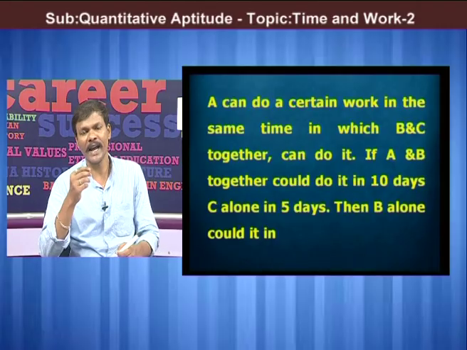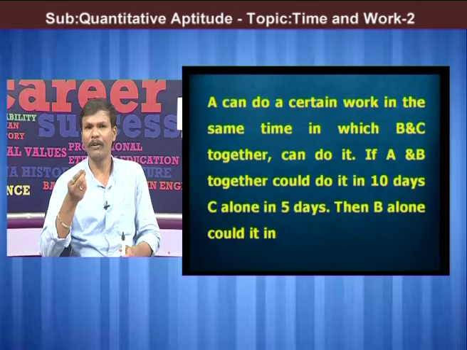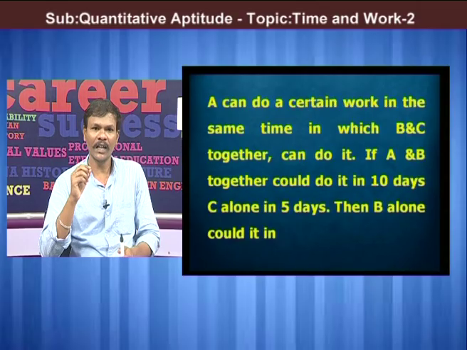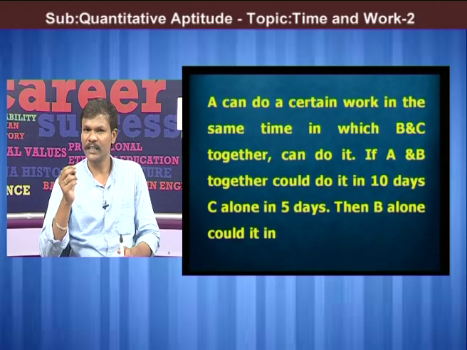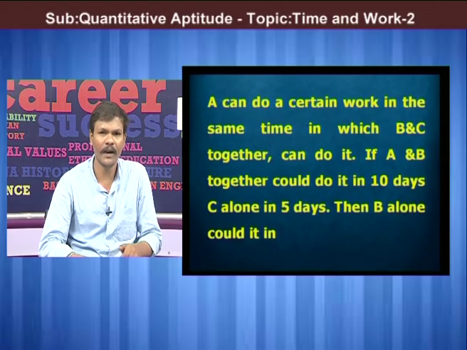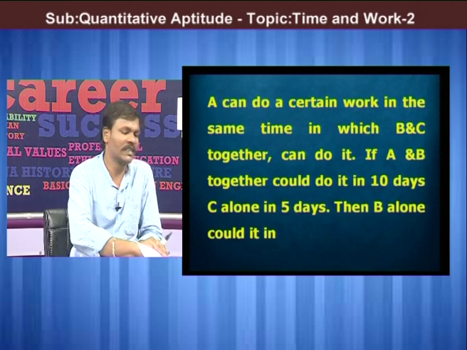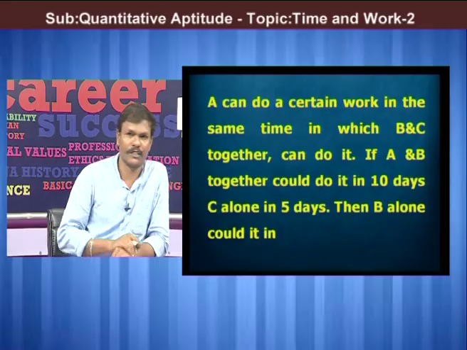What is B and C working together? A alone completes it. So, if A and B together can do it in 10 days, and C alone in 5 days, then B alone could do it in how many days? First, we have to find out the values and the analysis.